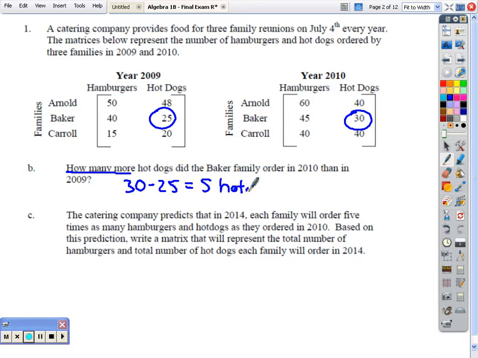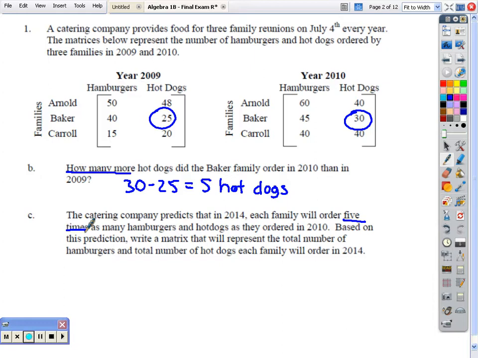You want to get in the habit of labeling your answer. Okay? It's a good habit to get into. Now, part C, the catering company predicts that in 2014, each family will order 5 times, that's a key phrase we're going to come back to, as many hamburgers and hot dogs as they ordered in 2010. Based on this prediction, write a matrix that will represent the total number of hamburgers and total number of hot dogs each family will order in 2014.